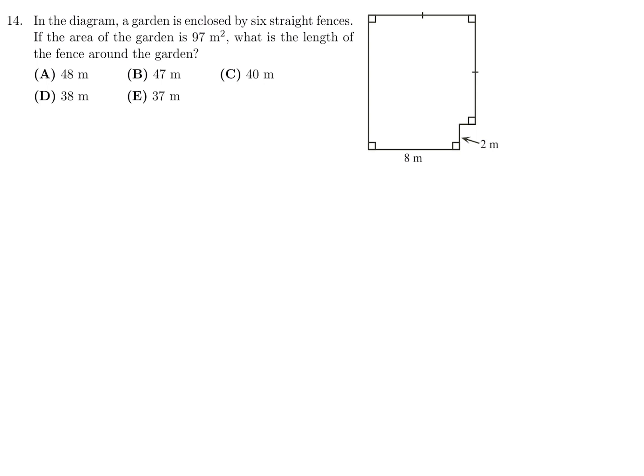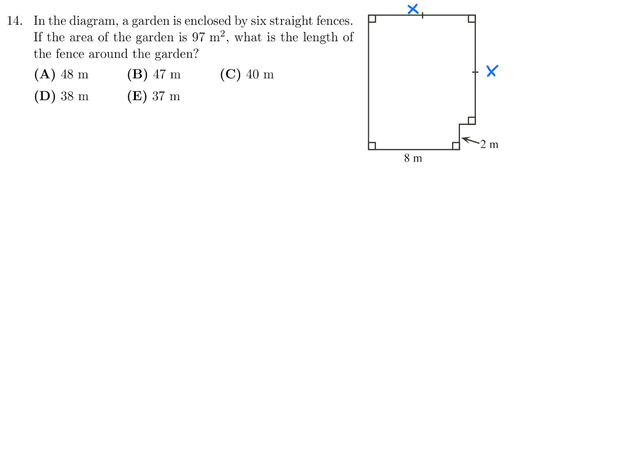In the diagram, a garden is enclosed by 6 straight fences. If the area of the garden is 97 meters squared, what is the length of the fence around the garden? All right, well, notice these symbols. That means those two are the same. So I'll just call them X and X. And this whole thing is X. So therefore the distance from there to there must be X.